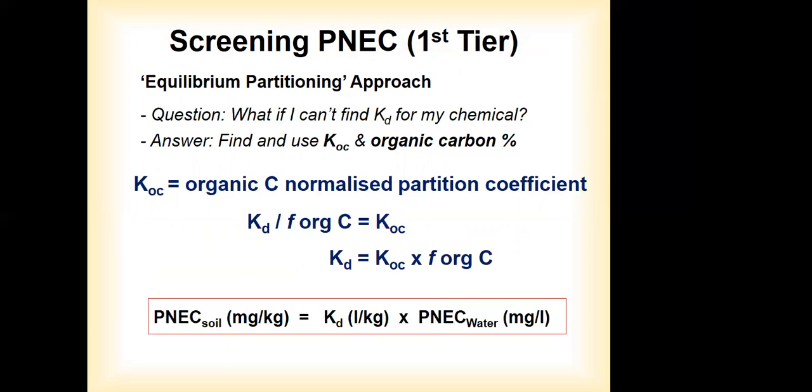So if you go onto an online database and you find the KOC, then you can work out the KD for your soil by either using the fraction of organic carbon in your soil, or if you want to make it more widely applicable, you can put in a general value, say 3% or 4%, which would be a typical organic carbon concentration in an agricultural soil. And then you can calculate your PNEC using that approach.